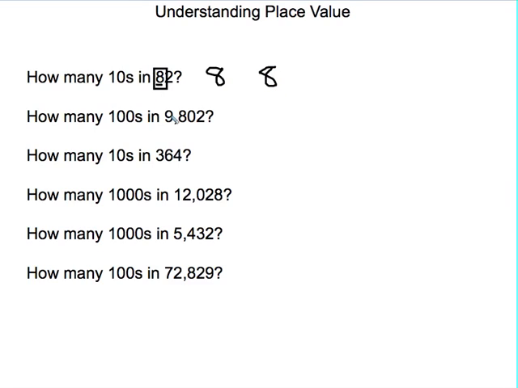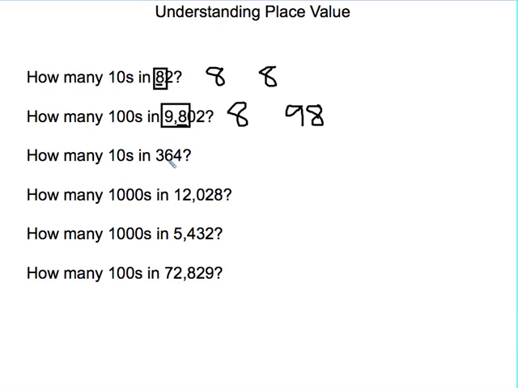How many hundreds are in 9,802? Here's my ones, tens, hundreds, so my traditional way of thinking would say that there are 8 hundreds. Now, if I were trying to group it together into groups, I would start at the 800s, but then I could take everything to the left of it as well. So now I actually am showing you that there are 98 hundreds within this number. There are 98 hundreds, 0 tens, and 2 ones.